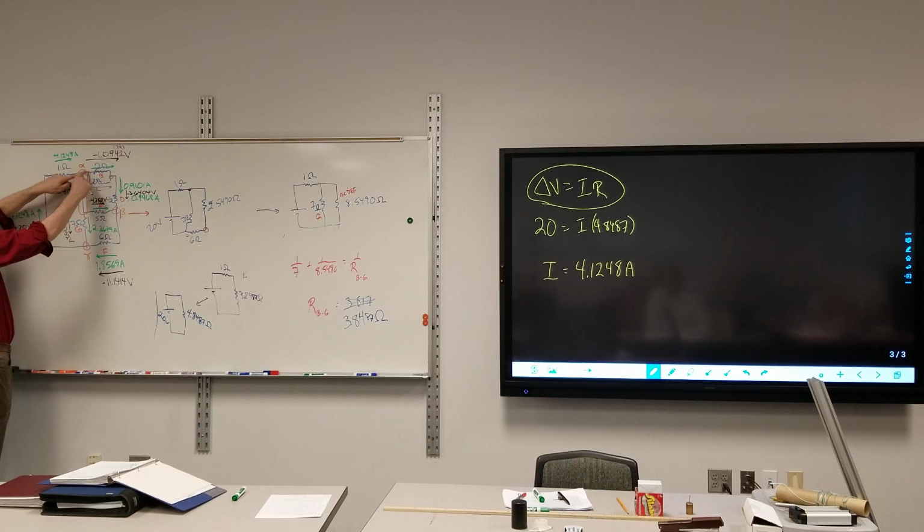So if I go this path, I know the potential drop across either of them. If I go this path, I have that potential drop and that resistance. If I go this path, I have that voltage and that resistance. So we're just doing both? Yeah. Okay.